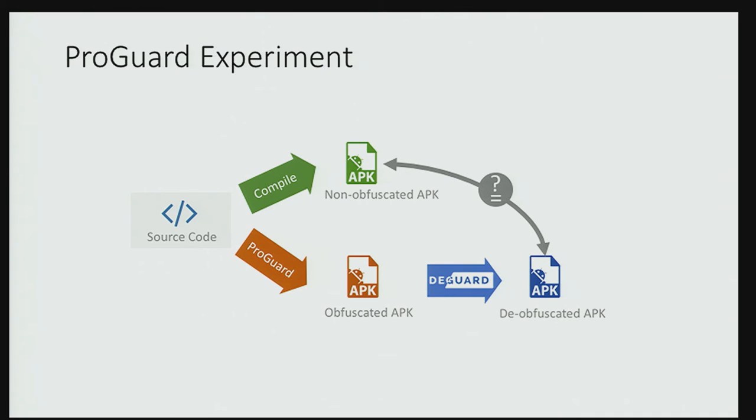Then the obfuscated APK, we feed this one into DGuard in order to deobfuscate it. And this gives us the deobfuscated version of the application. And finally, to check how well DGuard predicts the names, we compare the names that DGuard assigned in the deobfuscated APK with those that are contained in the non-obfuscated APK. So if those match, then DGuard can successfully recover the original names.